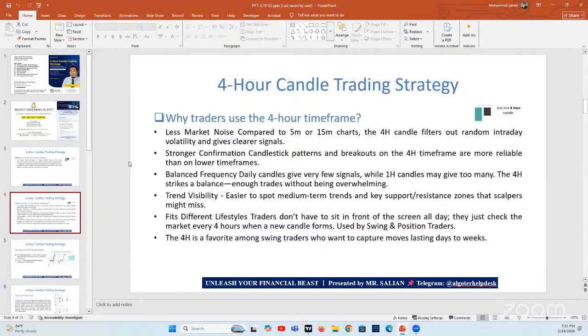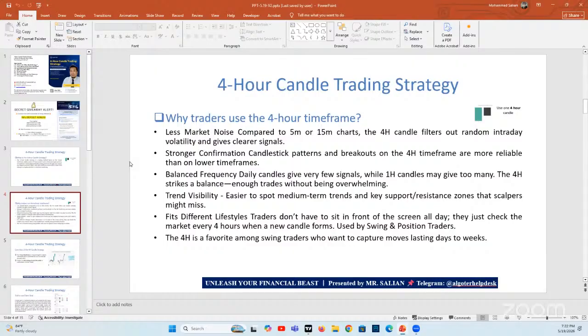What else? Trend visibility. Easier to spot medium-term trends and key support resistance zones that scalpers might miss. Because it's stronger the higher you go. So the 4-hour, the daily. But of course, we're talking about the 4-hour. Compare that to the lower time frames, this will give you more trend visibility.